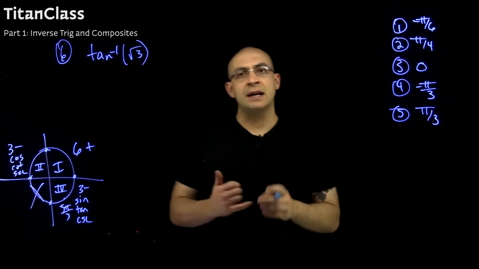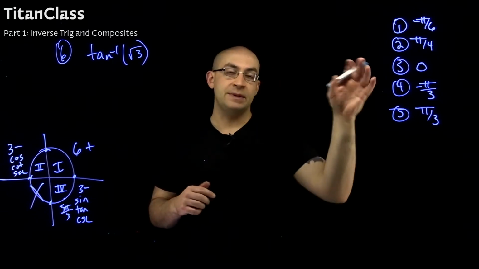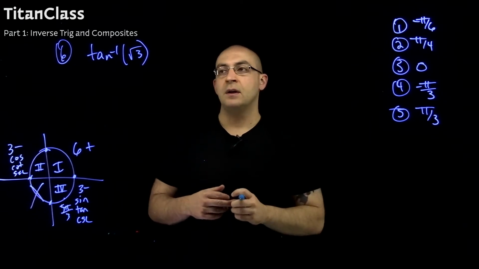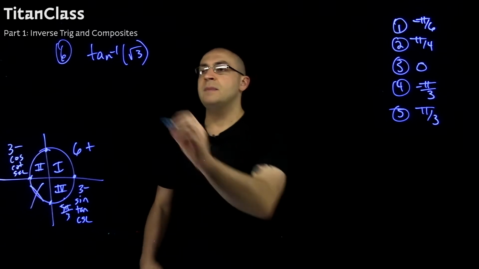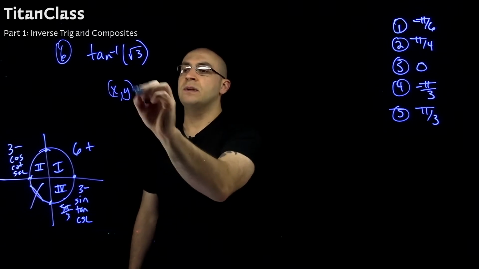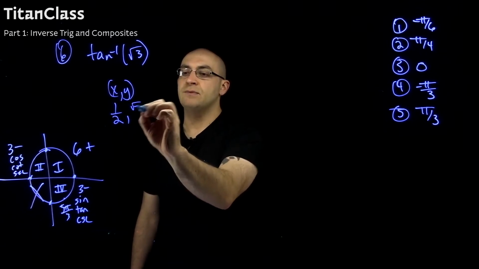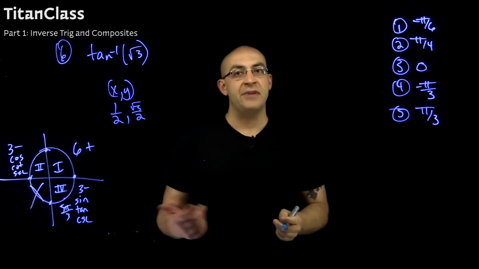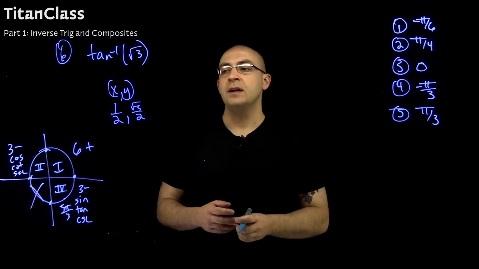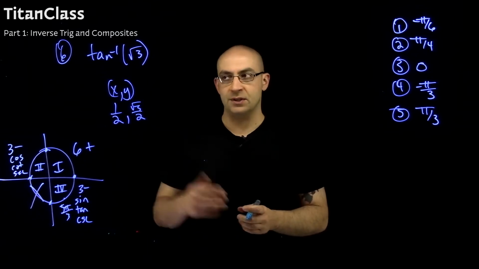Number 6, inverse tangent of root 3. Okay. Now, not like the other problem that we did with the tangent value on number 1. When tangent is root 3, that means I'm looking for an xy coordinate where x is 1/2 and y is root 3 over 2. Because when I divide them, the 2's will cancel out, right? So I would have root 3 over 1, which is just root 3.